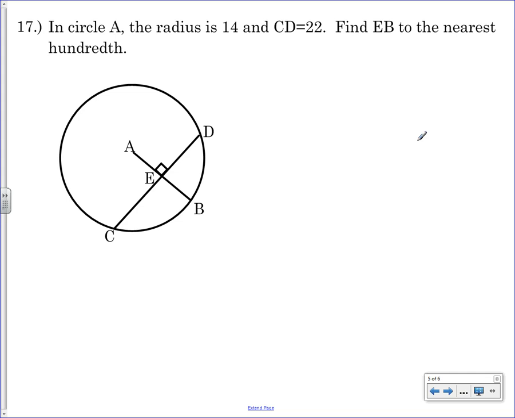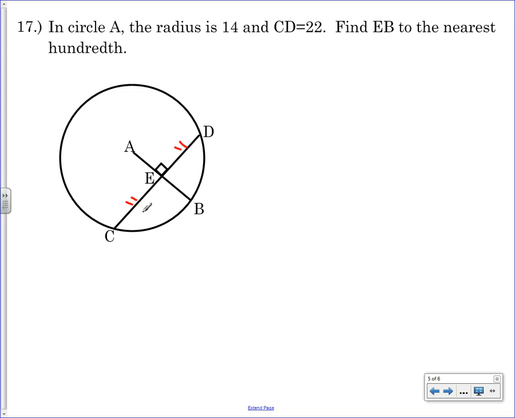Okay? So on this one, let's go ahead and label what we know. We know that CD is 22. If you go back to one of our theorems, I can't remember which one, do you see how this is a radius perpendicular to a chord? So which theorem is that? Is that 10.3? Yeah, 10.3. So if the whole thing is 22, then what's just CE? 11. And what's ED? 11. They're the same, right?